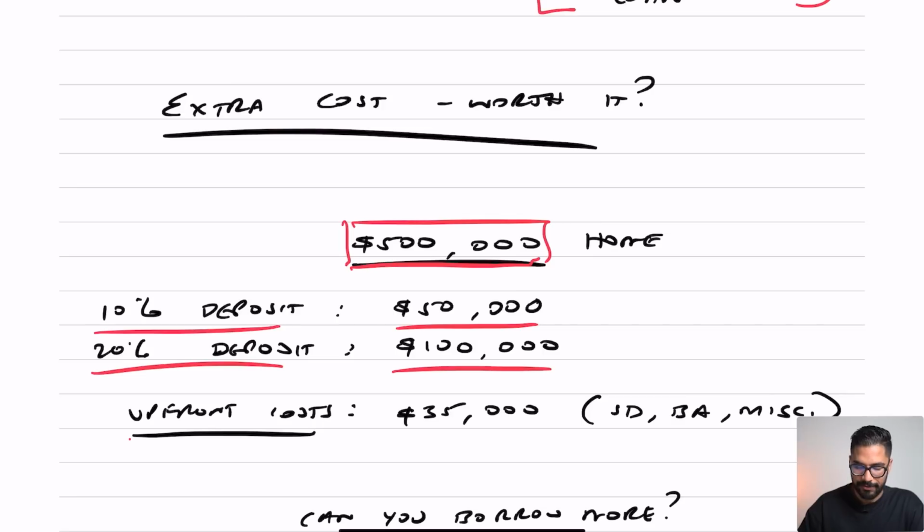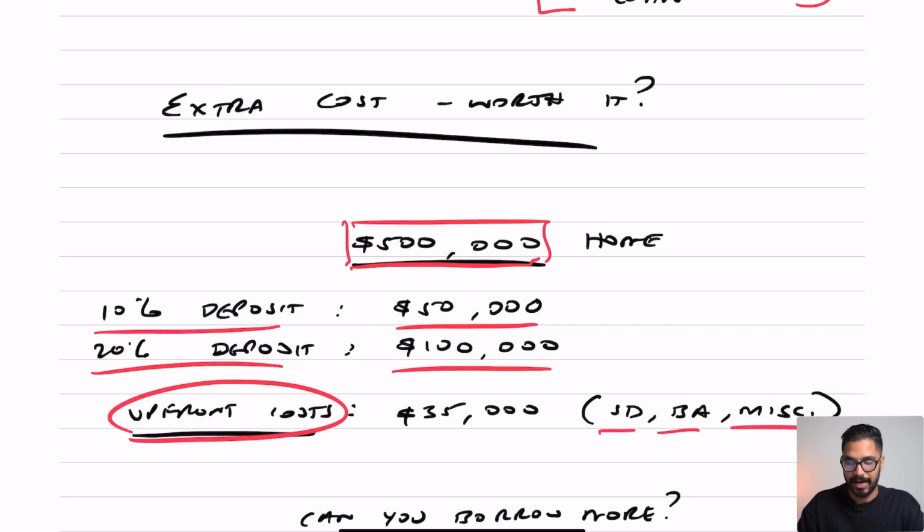Now, you also have some upfront costs when you are going and purchasing a property. So you might have things like stamp duty, you might have a buyer's agency fee, you might have other costs like conveyancing, some pest inspections, some building inspections. And in this case, it would work out to be about $35,000. So in order for you to purchase this property, you can go ahead and say 10% deposit being $50K plus my upfront cost, $35,000. So in total, it's $85,000. Or on the 20% deposit, it's $100,000 plus 35, which is 135.